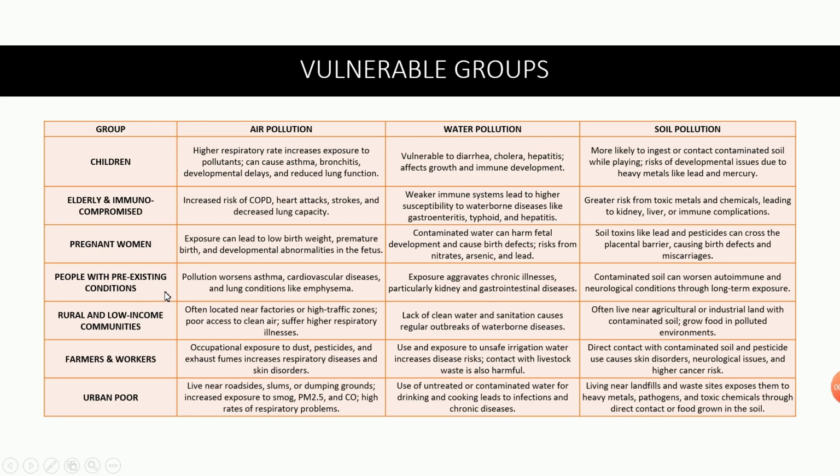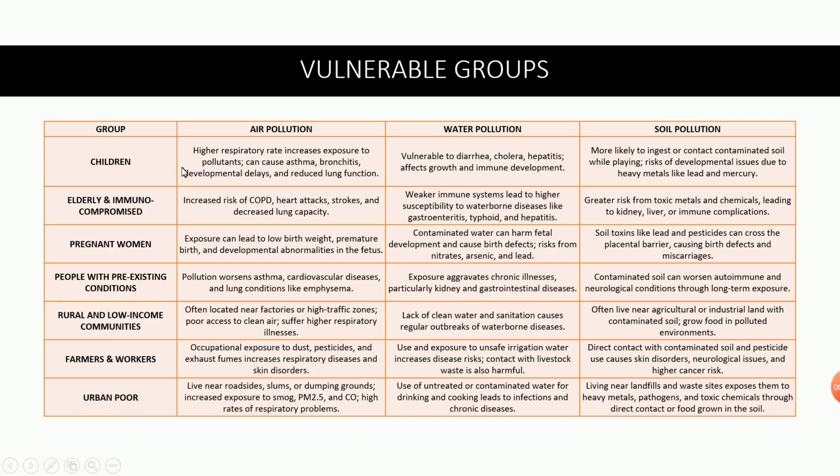Already if I have asthma, and I am going to inhale the polluted air, then my condition is probably going to worsen. Then rural and low income communities. The rural area people, where in the villages many kinds of soil pollution are happening because of fertilizers. Again, air pollution and water pollution is also happening nowadays. Then farmers and workers, that is sea water pollution. Then urban poor. Urban poor means people living in slums, the slum areas in cities.